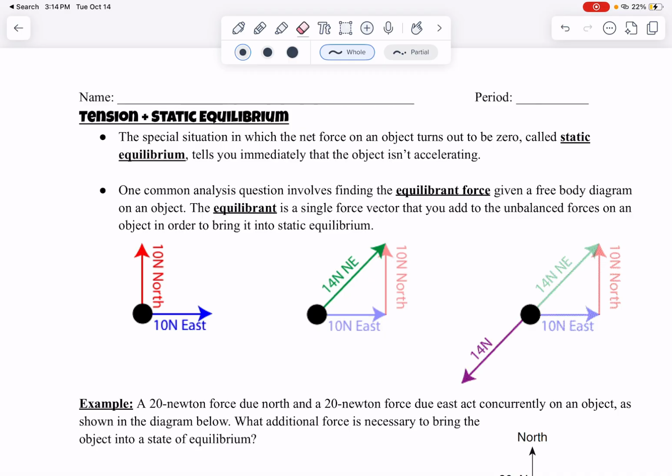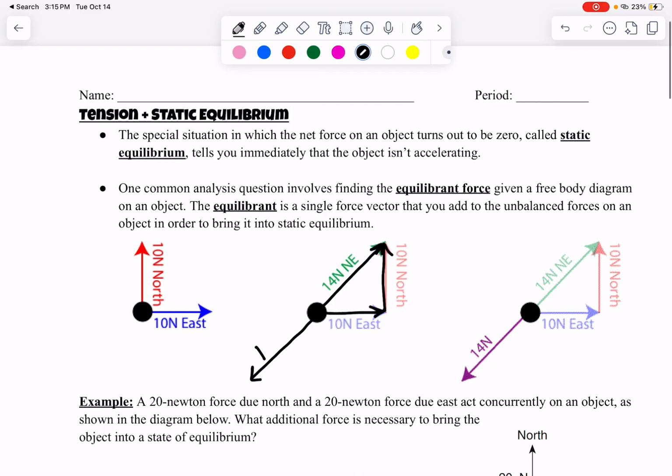So what it's saying is that you need a force that is going to balance out both of these. If you think about a force that's going to balance out both of these, what you should be thinking is, I need to add these two forces. So if you look at this force plus this force right here, this is the resultant force there, and the equilibrant force is going to be exactly opposite with the same magnitude.